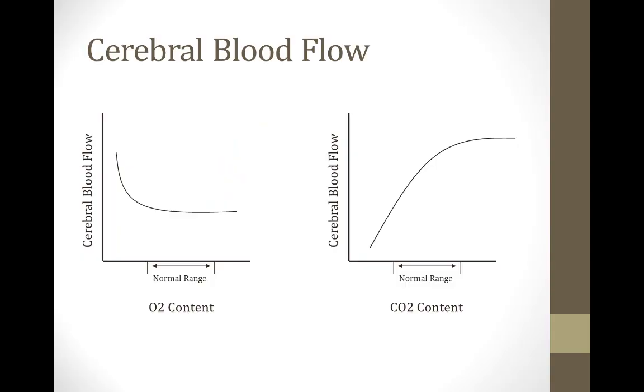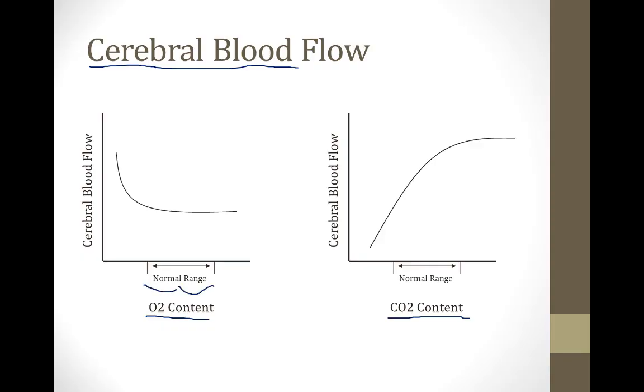Now let's talk about carbon dioxide and cerebral blood flow. Carbon dioxide is a powerful cerebral vasodilator, and it's the main determinant of the amount of blood flow to the brain. So let's look down here at these two curves. This one on the left is for oxygen, and this one on the right is for carbon dioxide. The normal range of oxygen is shown right here.